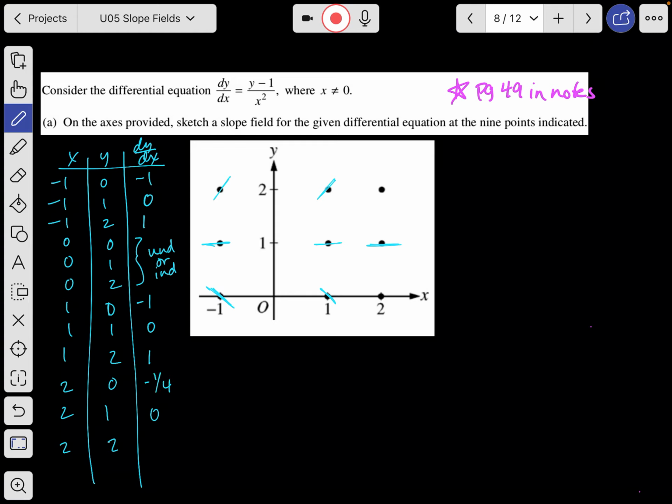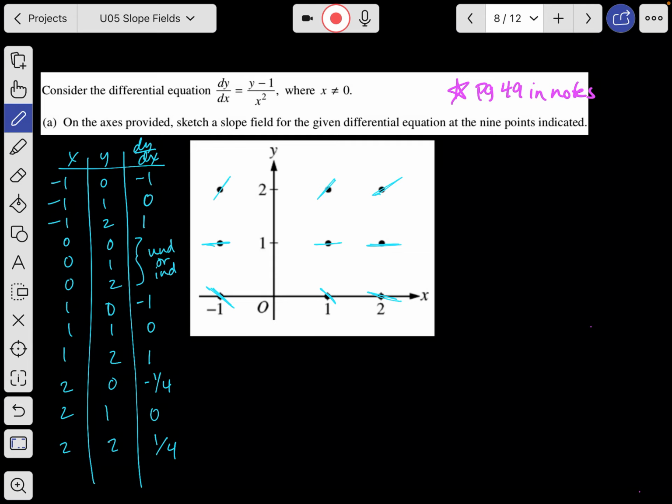So we can see it's getting down to negative 1/4. So it's flattening out a little bit more. And then at 2, 2. So denominator is 4 and positive 1, so 1/4. So here's my slope field.